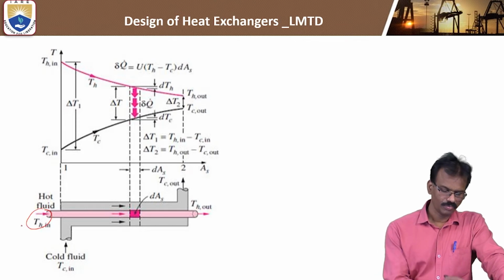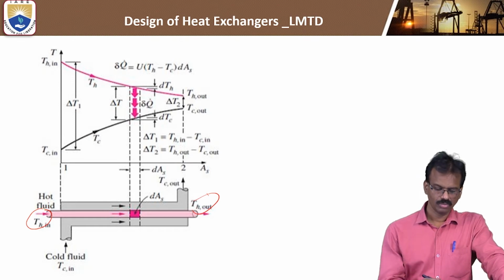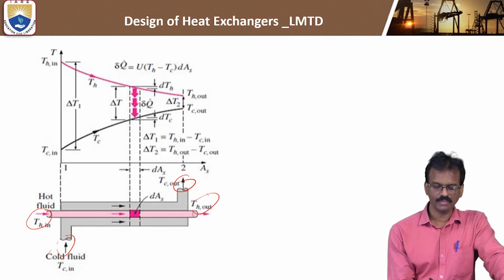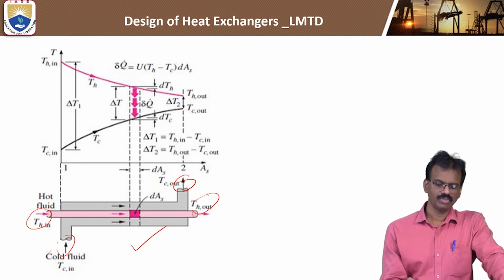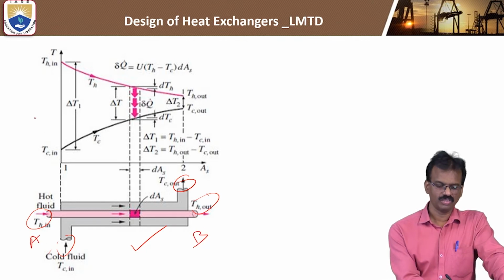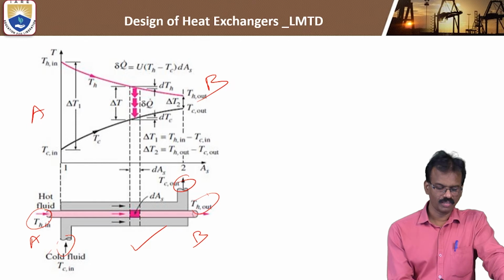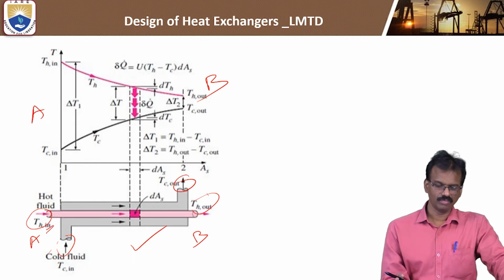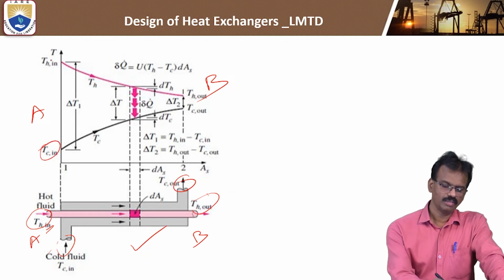This is the hot fluid inlet and this is the hot fluid outlet. This is the cold fluid inlet and this is the cold fluid outlet. Both are in the same direction and parallel to each other, so this is the parallel flow exchanger. The temperature graph is like this. If you observe, this is the A portion and this is the B portion. Here the cold fluid inlet and the hot fluid inlet enter at the same end.